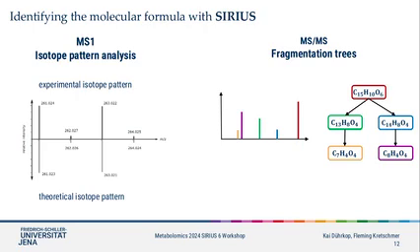First, the isotope pattern. So basically, we simulate for each of these molecular formulas a theoretical isotope pattern and then compare the measured pattern with the simulated pattern. And the second source of information is the fragmentation pattern, where we compute a so-called fragmentation tree that best explains the data.